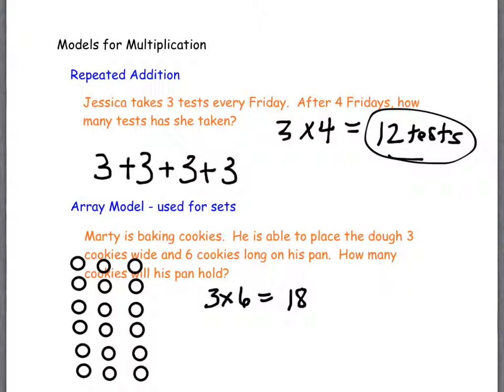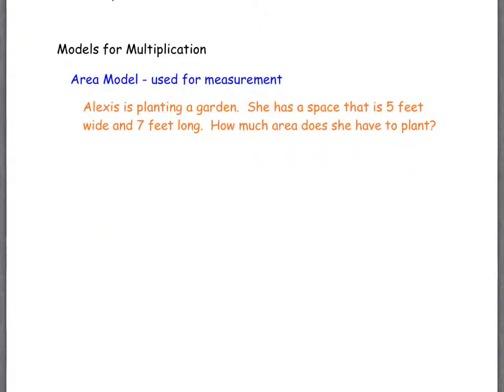This is the visual that we're pulling up, which is an array model. All right, so an area model. Again, like I said, it's used for things that you can measure, so things like feet or cups of flour, things that you could actually subdivide and it would still make sense, not like the people. So Alexis is planting a garden. She has a space that's 5 feet wide and 7 feet long. How much area does she have?